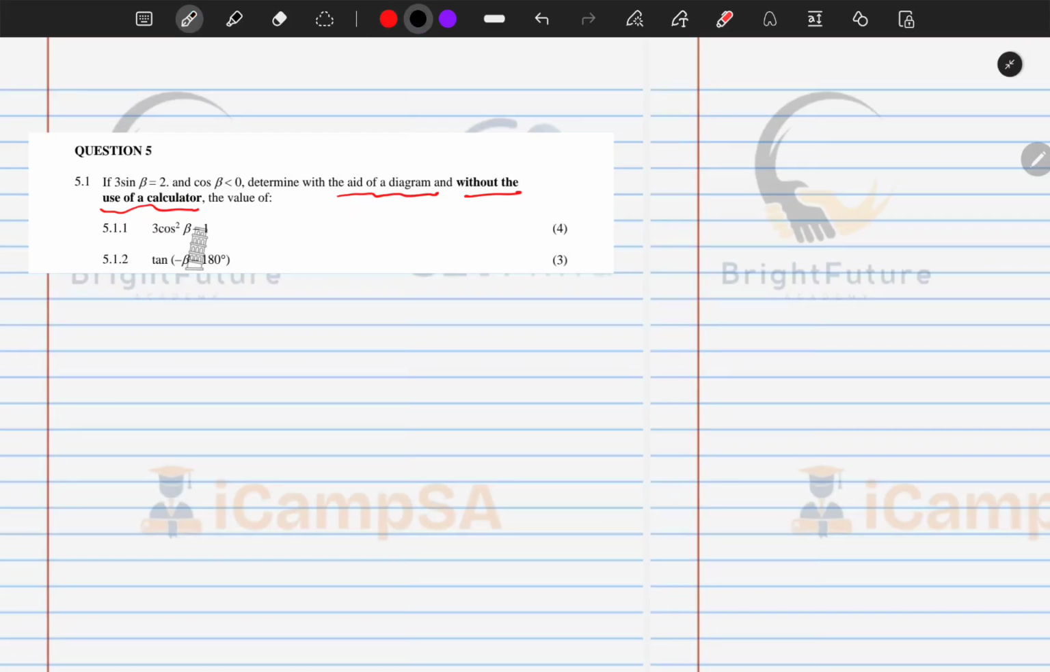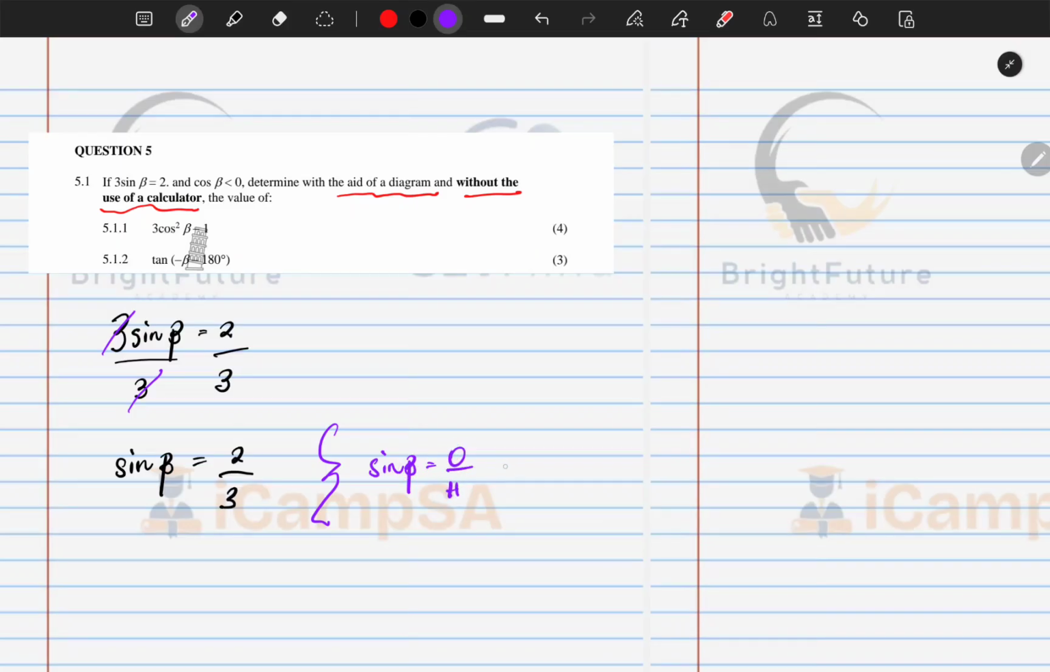The first thing that I'm going to do is, remember I have 3 sine beta equals 2. So I'm going to divide by 3 both sides, and then 3 and 3 will cancel, and I'll be left with sine beta is equal to 2 over 3, right? So what do I know about sine? I know that sine of beta is the same thing as opposite over hypotenuse, which is the same thing as y over r.